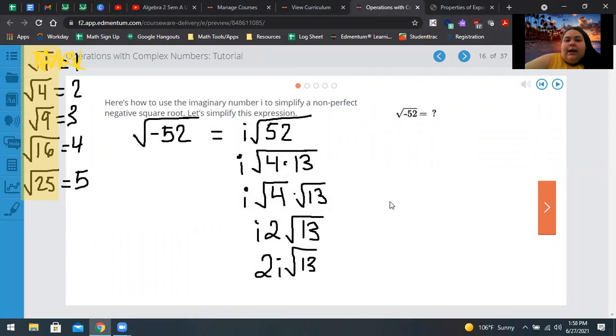Now, what happens if you don't see it this way? There is another way. You can break this one down by using the tree diagram. Again, that negative represents the i. That's what I want to make sure I get the point across here. Now, how do I simplify the square root of 52?